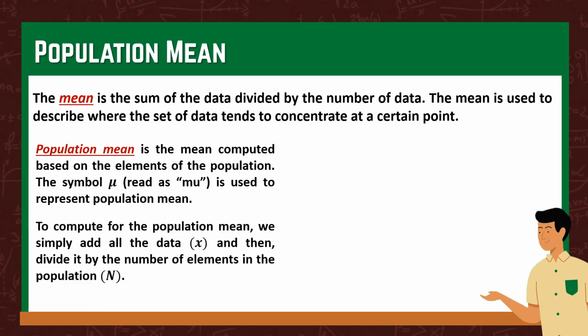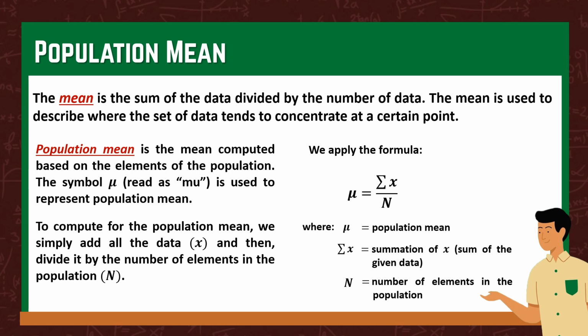To compute for the population mean, we simply add all the data, denoted by x, and then divide it by the number of elements in the population, denoted by capital N. So we apply the formula, the summation of x divided by N, where μ is the population mean, summation of x is the sum of all the given data in the population, and N is the number of elements in the population.